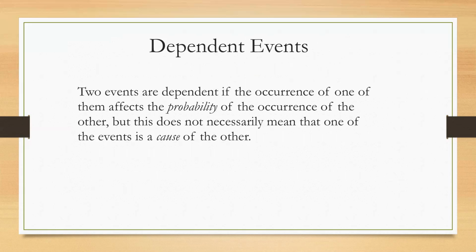So dependent events: two events are dependent if the occurrence of one of them affects the probability of the occurrence of the other. Does this not necessarily mean that one of the events is the cause of the other? For example, my shoelace example is one where you might have causality, but it does not necessarily mean that they cause one another.